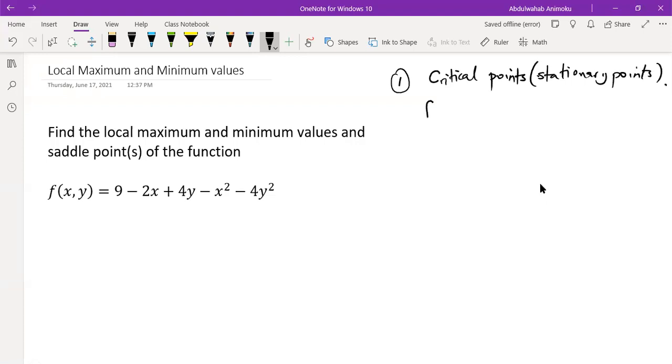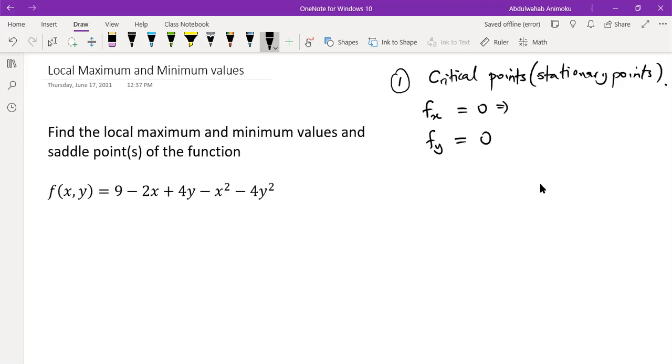Now, how do we get that? We get the partial derivatives, which means the derivative with respect to x as well as the derivative with respect to y, and we equate those to what? Zero. So this is the first step. We need to solve these two equations to be able to find the critical points or critical values for this function. Now let's find this.